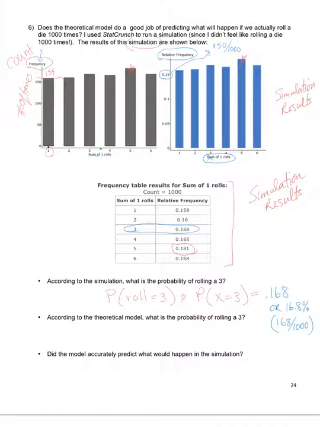Okay, so the second one, according to the theoretical model, so in theory what would happen, what is the probability of rolling a 3? In theory, you should get this the same number of times, or same frequency as all the other rolls. So this should happen 1/6 of the time, and that's about 16.7% of the time. So the last question then, did the model accurately predict what would happen in the simulation? We can say yes. The model's value, 16.7%, the theoretical model, is about the same as what we got in our simulation.